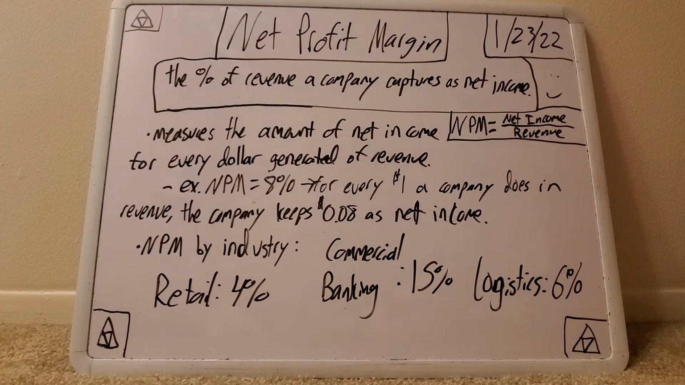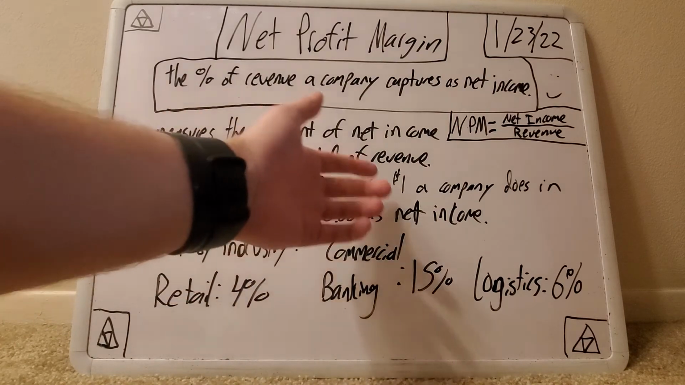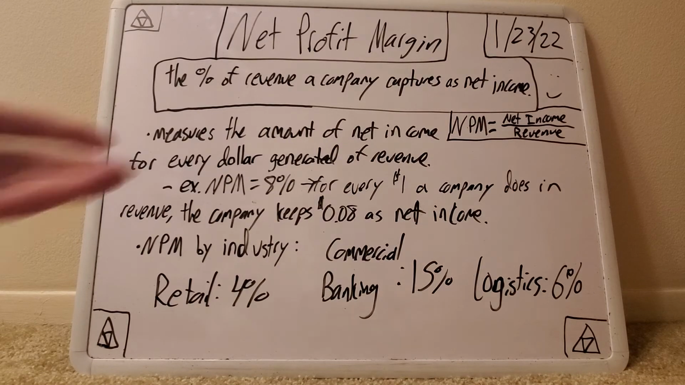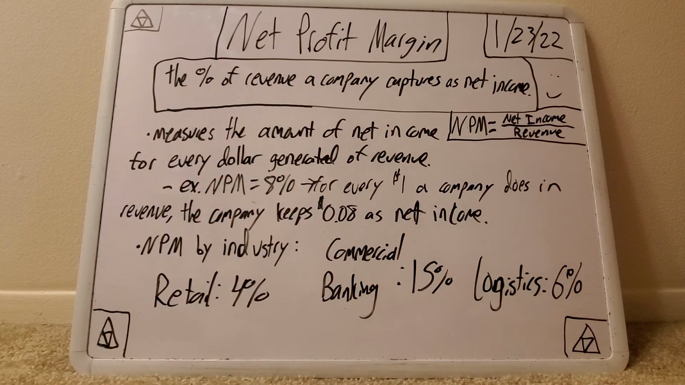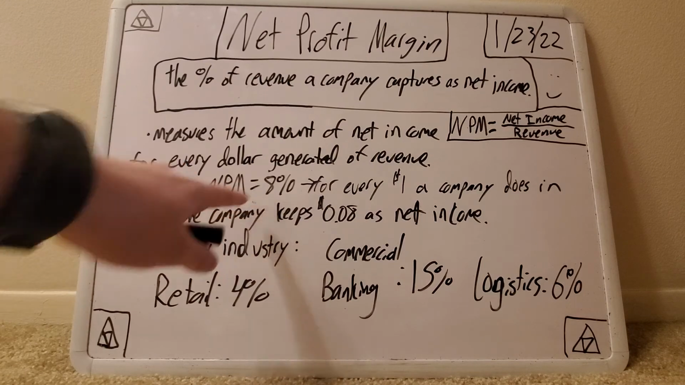So an example of net profit margin in real world use. If a company has a net profit margin of 8%, basically what that means is for every $1 a company does in revenue, that company keeps 8 cents as net income. So after all expenses are paid, after all wages, all labor, all taxes, all just any expenses that the company pays, at the end of whatever net income they have, in this situation, they would have 8 cents as net income because their net profit margin is 8%, that ratio there.